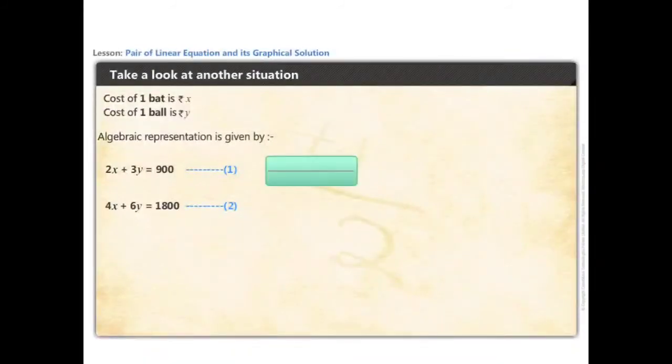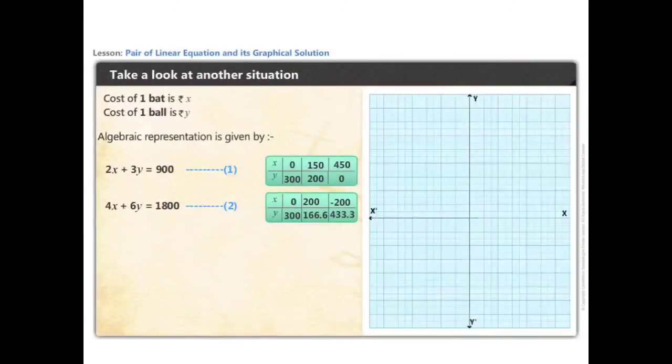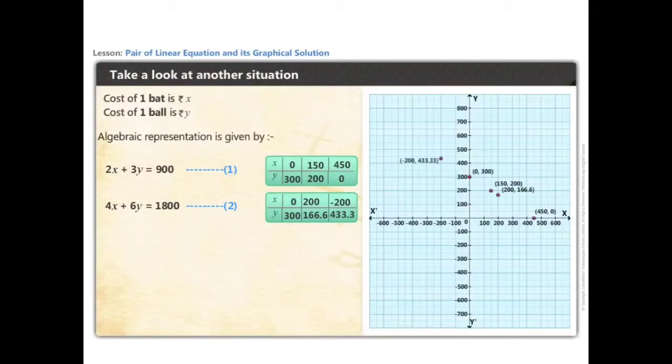To obtain the equivalent geometrical representation, we find 2 points on the line representing each equation. That is, we find 2 solutions for each equation. The solutions are tabulated as follows. Plot these points on a graph paper and draw the lines. We observe that both the lines coincide at all points.